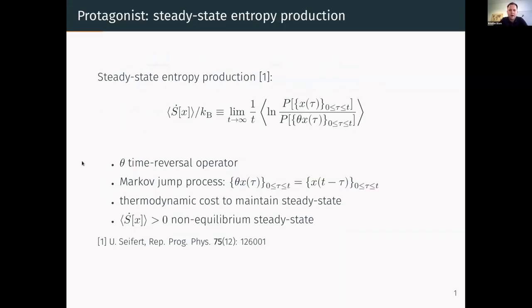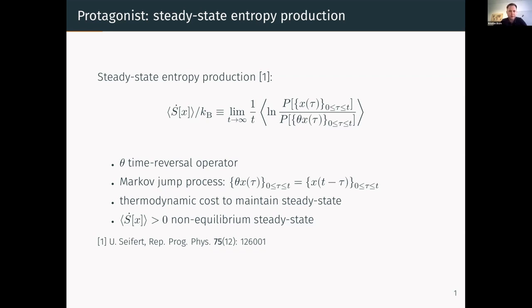I would like to focus on the steady state entropy production, which, as you all have heard already before in other talks, quantifies the thermodynamic cost to maintain a steady state. And to evaluate the steady state entropy production, one typically needs to compute path probabilities for forward path, and also, as you can see here in the denominator, path probabilities for time reversed path, where theta indicates the time reversal operator. And when you are dealing with a Markov jump process, then this theta is straightforward, as you simply need to take literally the time reversed path, so the path backwards in time.